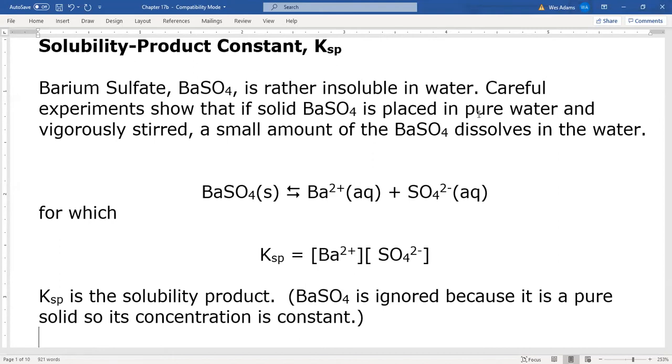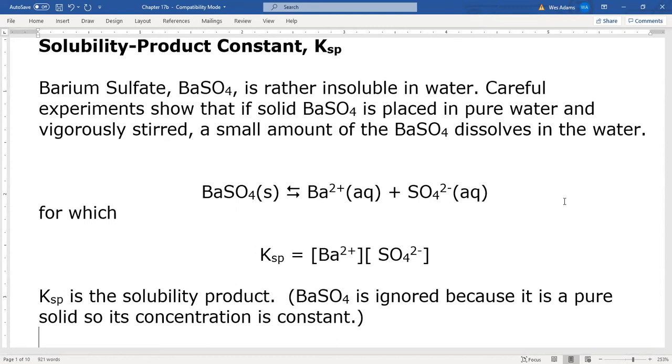So if we put the quote-unquote insoluble solid or sparingly soluble solid into pure water, and we shake it up to get the maximum amount to dissolve, it would form a solubility equilibrium like I have pictured here. For example, barium sulfate solid is going to be in equilibrium with barium 2 plus and the sulfate ion. So we can write a Ksp equal to the concentration of the barium ion times the concentration of the sulfate ion in solution.